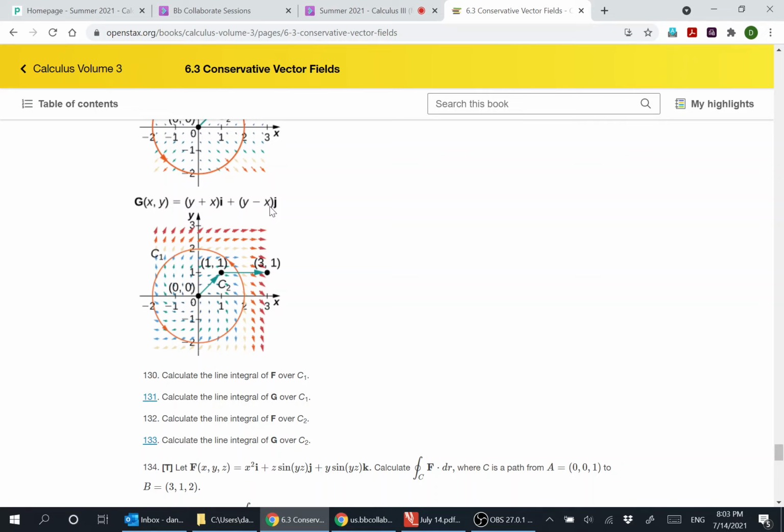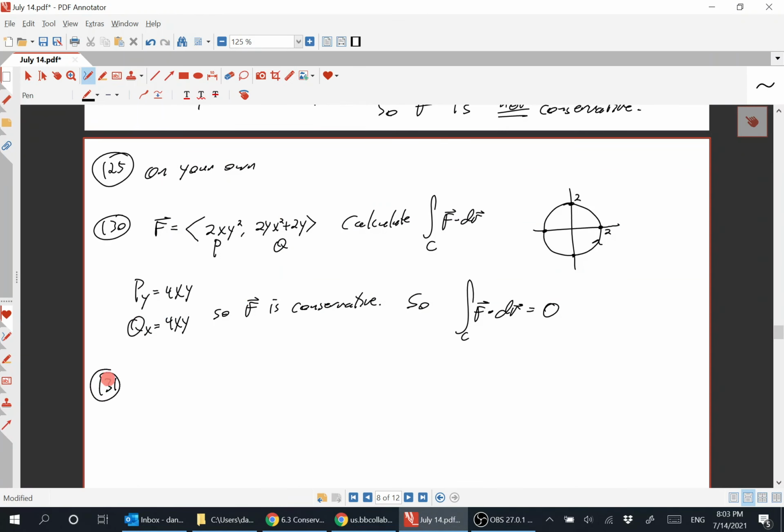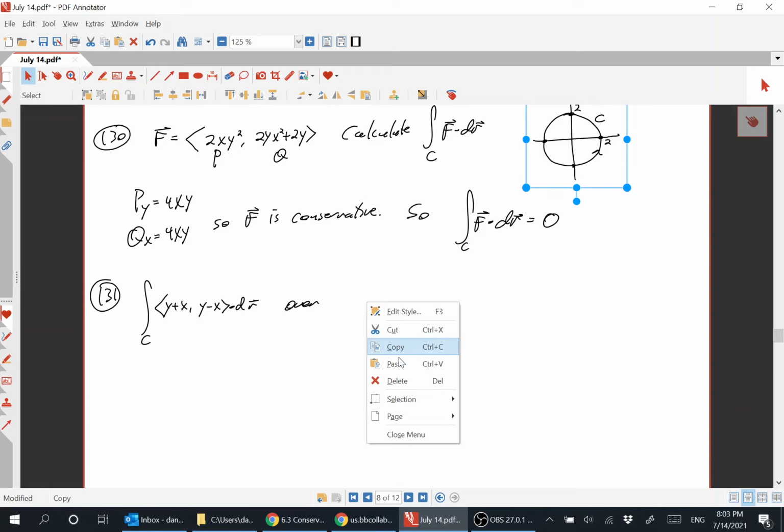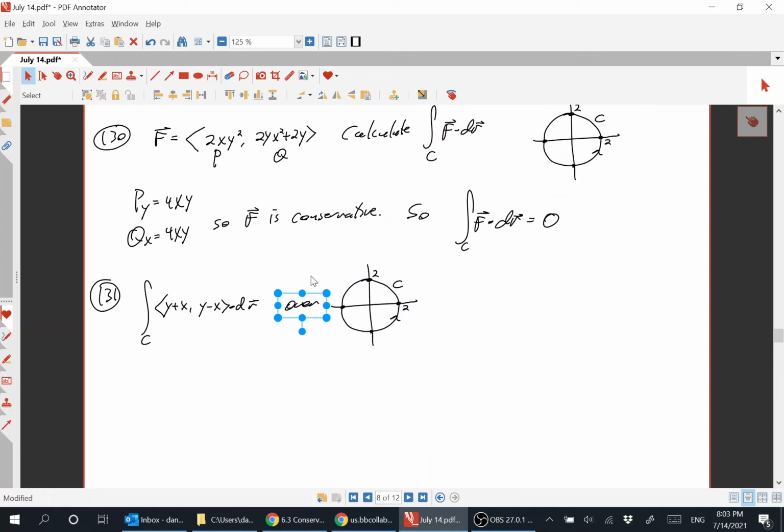So G is y plus x, y minus x, dot dr over this same C. Okay, this is not conservative, right? Because Py is 1 and Qx is minus 1. So that is not conservative, right?